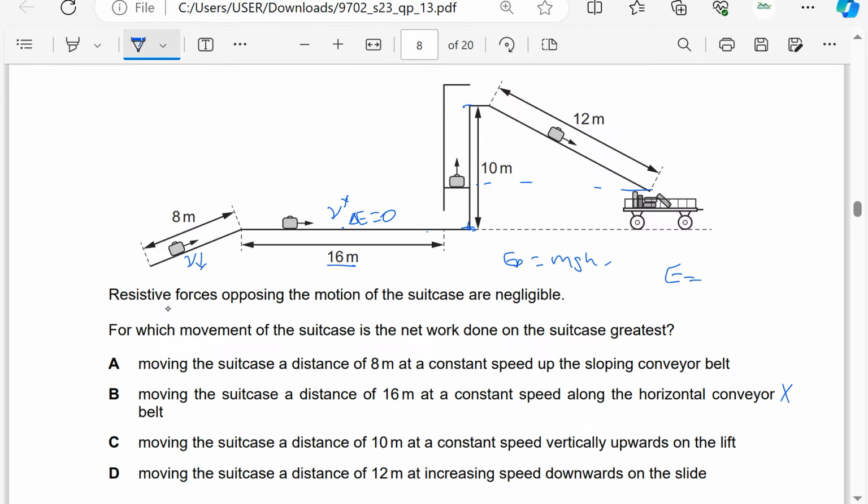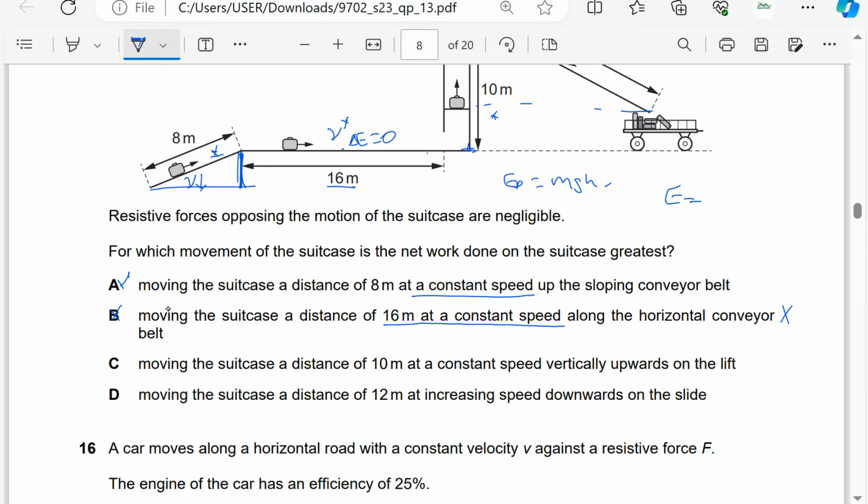Moving the suitcase a distance of 16 meters at a constant speed along the horizontal conveyor, there is less work done there. Moving the suitcase a distance of 80 meters at a constant speed, no change in kinetic energy, but there is a gain in potential energy due to this height. But this height is smaller than 10 meters, so the work done here is smaller than the work done at 10 meters, so we also ignore A.